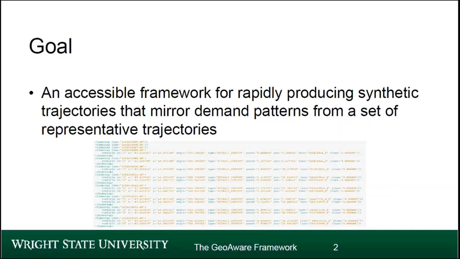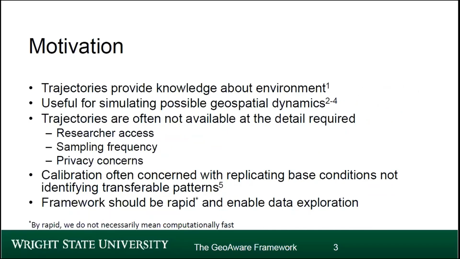So the goal behind this is obviously trajectories provide us a lot of information about the environment and the geospatial dynamics of an area. But often for a researcher, while those are valuable, they're not really available to us because of privacy concerns, ethical issues, maybe even the sampling frequency isn't that good. Sometimes their check-in times are very, very long. Another issue is just researcher access. They might be inside some company, like a cell phone provider, but they're not going to give that publicly available to you without different types of agreements.